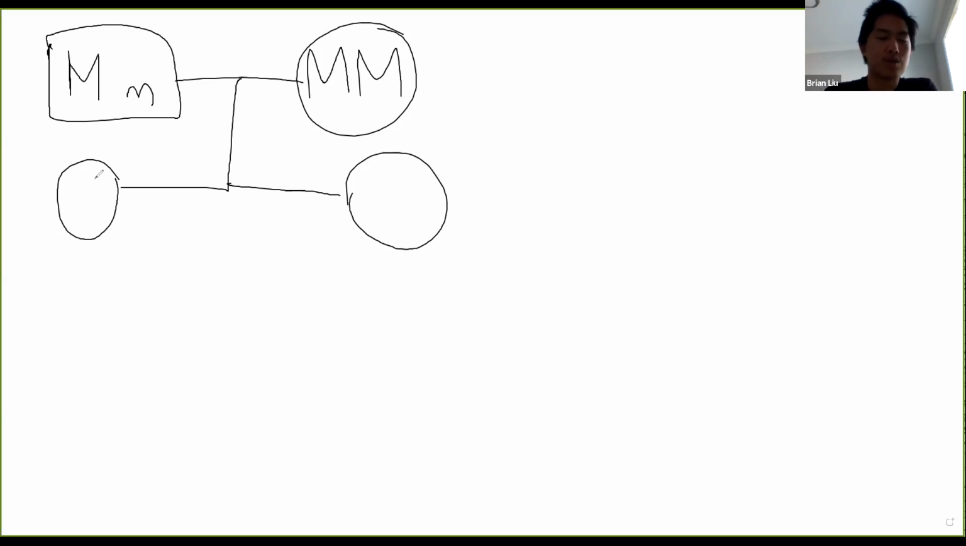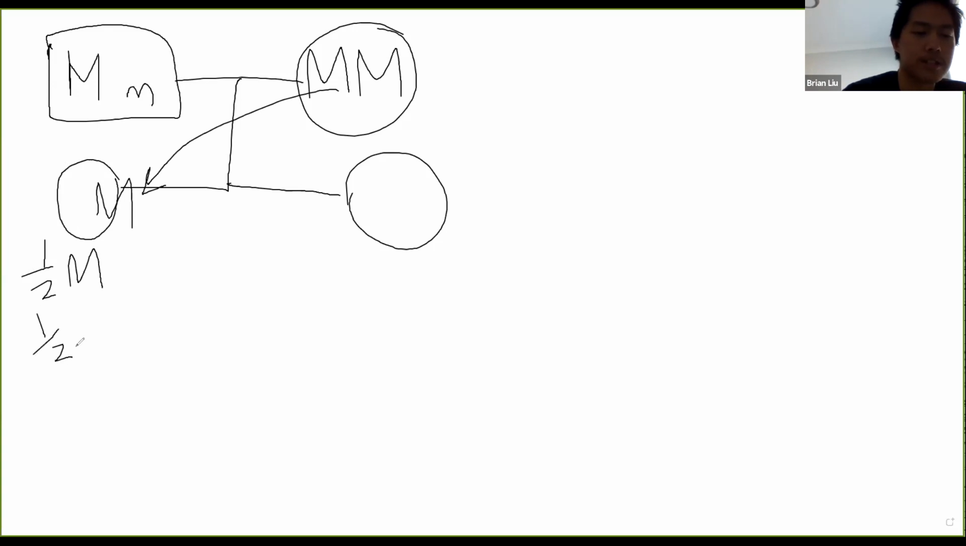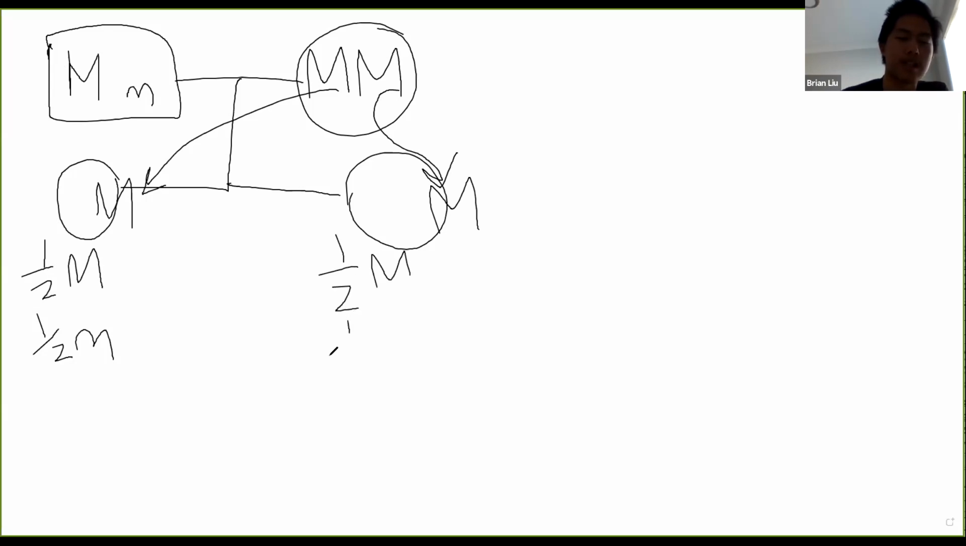Okay, so this person right here gets one allele from the father and one allele from the mother. Because both of the mother's alleles are big M and big M, we definitely have a big M from the mother. But then from the father, there's a 1/2 chance that this is a big M, and a 1/2 chance that this is a little m. So there's a 1/2 chance that the new mutation does not survive. Here, the same way, the mother passes on a big M, and the father has a 1/2 chance of passing down a big M and 1/2 chance of passing down the little m.